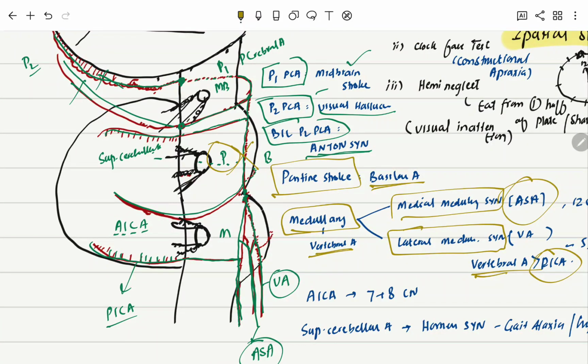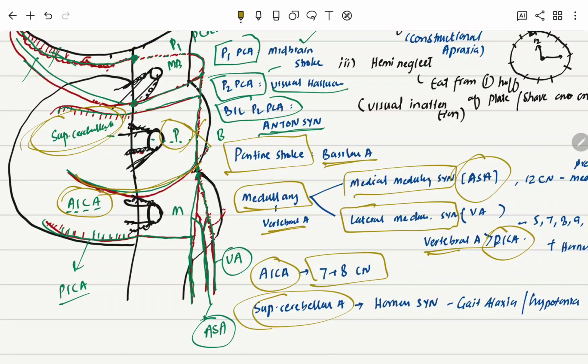If we block the anterior inferior cerebellar artery, this is also going to supply the lower part of the pons and the upper part of the medulla. So the patient is going to have seventh and eighth cranial nerve palsies related to that. If we block the superior cerebellar artery, the patient has Horner syndrome, along with gait ataxia and hypotonia. Usually we see hypertonia in upper motor neuron lesions, but any problem in the cerebellum is going to cause hypotonia.